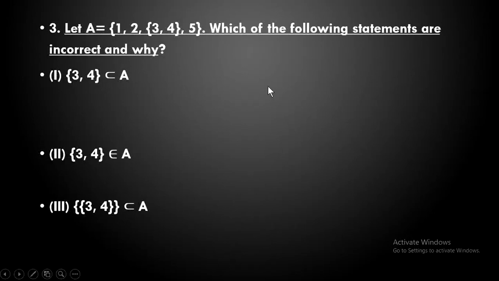Now the next question says let A consist of... now over here the set A is given. Now this is a different type of question, a little different. It consists of elements 1, 2, 5. Now again a set is given.